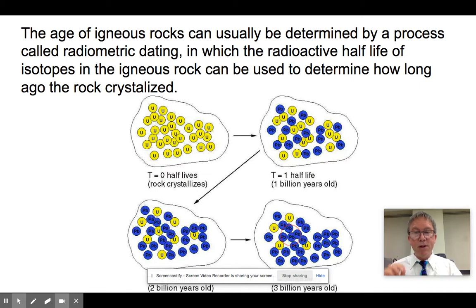And it's important to understand we can only do this with igneous rocks. And the reason is, otherwise we might be able to tell how old the mineral is, but we just don't know how long it's been a particular rock. But we know with an igneous rock, it started off as a mineral that had 100% of this kind of isotope, and then it decayed into this other one.